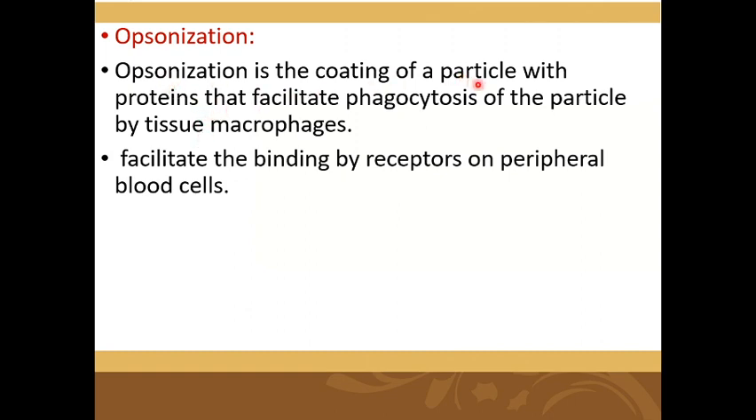Opsonization is the coating of the particle with protein, and this coating facilitates the phagocytosis of the particle by the tissue macrophage and facilitate the binding by receptors on the peripheral blood cells.